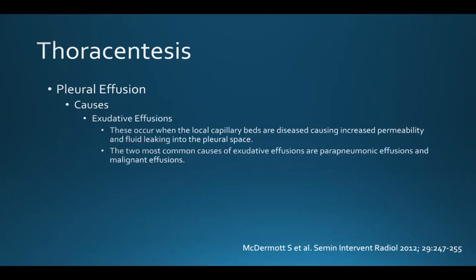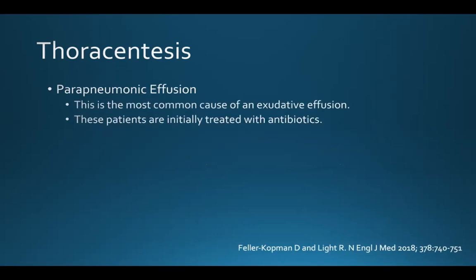Exudative effusions occur when the local capillary beds are diseased, and this causes increased permeability and fluid leaking into the pleural space. The two most common causes of exudative effusions are parapneumonic effusions and malignant effusions. So I want to go over each of those specifically. Parapneumonic effusions are the most common cause of an exudative effusion, and these patients are initially treated with antibiotics.